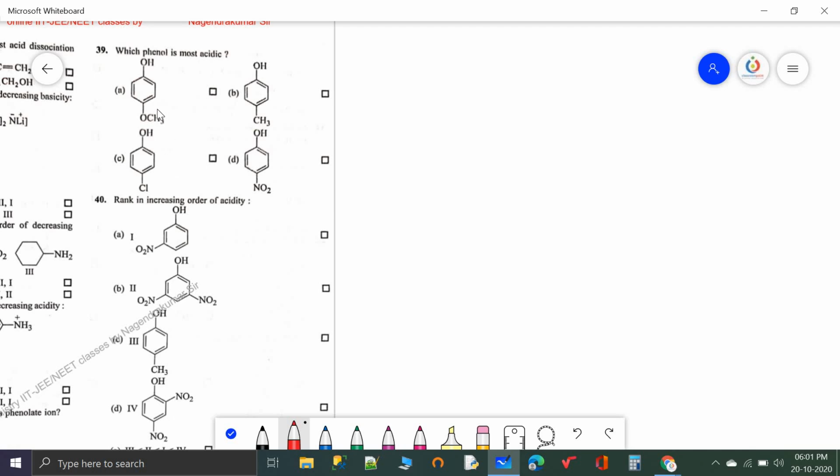If you see all these groups, OCH3 is a plus M group, CH3 is a plus H group, chlorine is a minus I group, and NO2 is a minus M group. So the NO2 group is an electron withdrawing group, which increases the acidic strength of the phenol. So option D is correct.